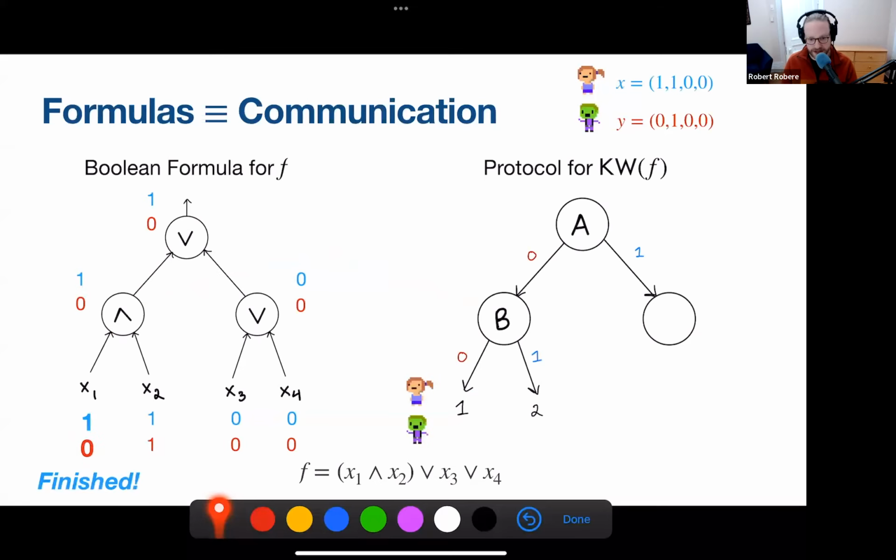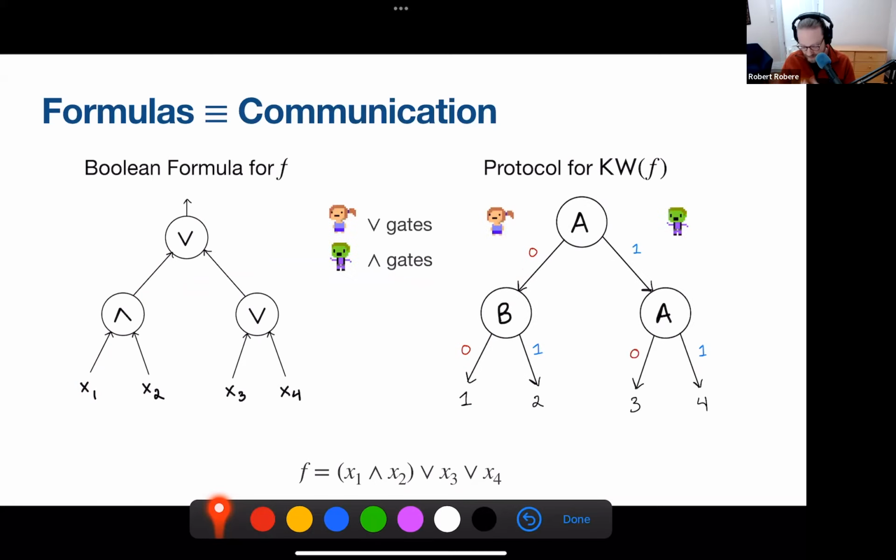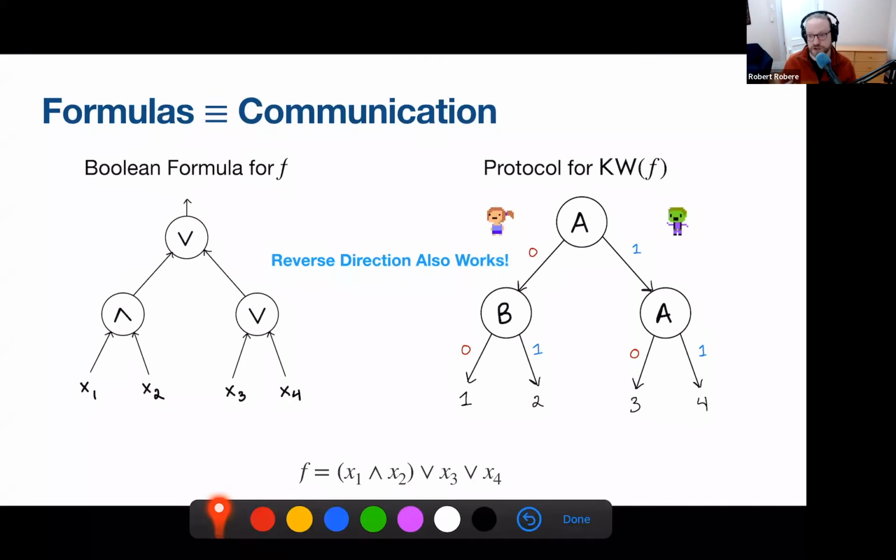So eventually, by walking down in this way, they'll end up at a leaf of the formula where their inputs differ on an input bit, right? And so you pad this out, and roughly the correspondence here is that Alice corresponds to OR gates and Bob corresponds to AND gates. Okay. And once again, just like in the decision tree setting, the reverse direction also works. So proceeding from the bottom up, you can actually use this to construct a formula from a communication protocol that solves this game.